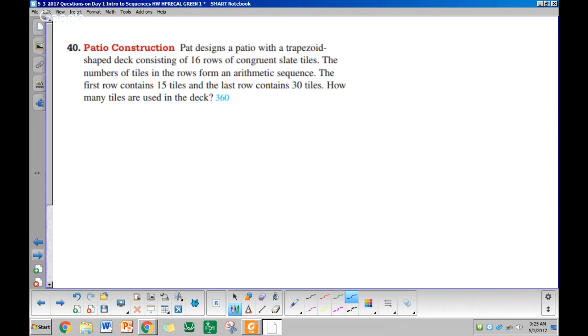Moving right along. Patio deck. I'm going to hold off on this one until we talk about how to sum sequences. All right? When I say hold off, I mean in less than a half hour. And then I'll come back to this one. Fair enough?